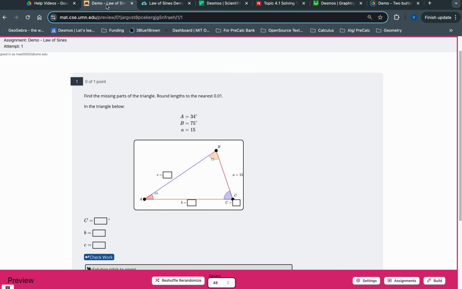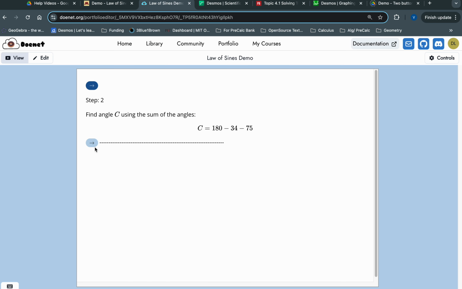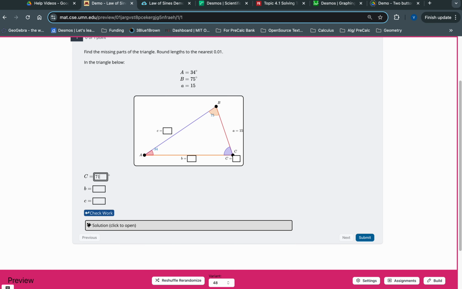So here's the example, and I'm given angle A, angle B, and side length A. The first step, I'm going to use the sum of the angles in a triangle to calculate angle C, because that's just the easiest thing to do to start with. So I got 71 for angle C. And now I can choose, because when I have an angle and I know its opposite side length, and I either know another side length or another angle, I can use law of sines at that point, because then I'll only be left with one unknown.